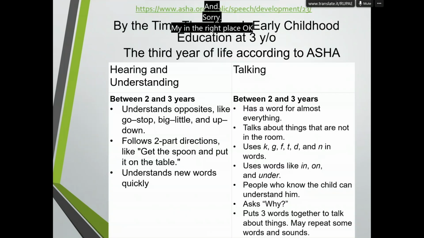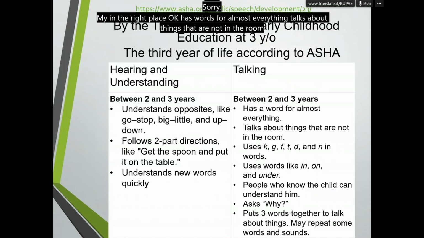Has words for almost everything, talks about things that are not in the room, puts 3 words together to talk about things.